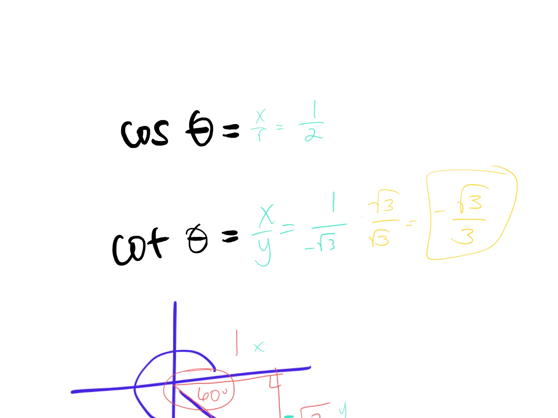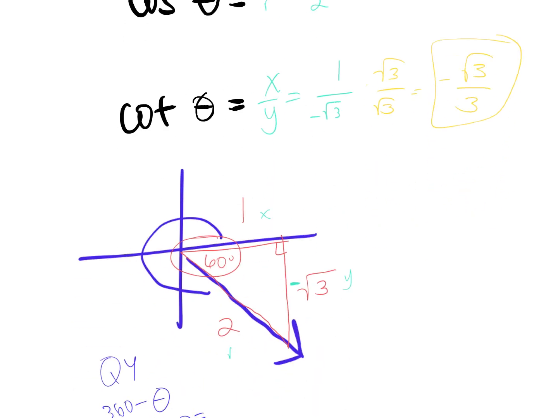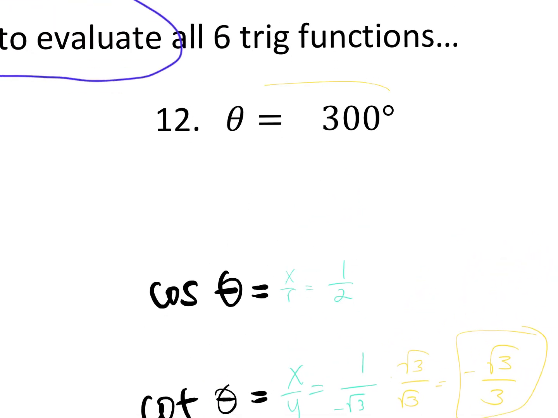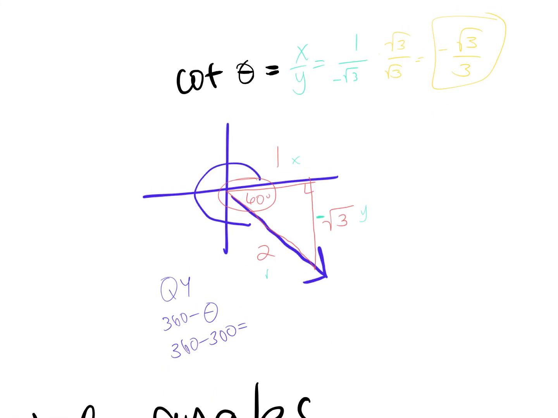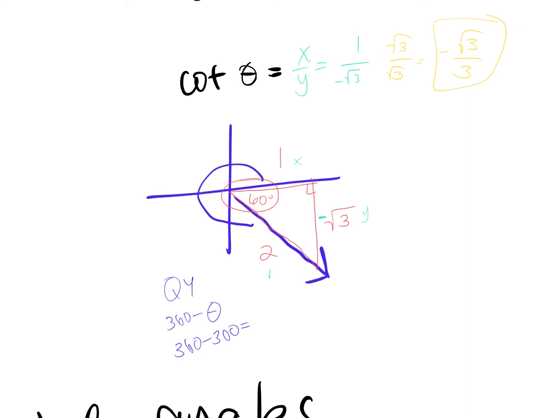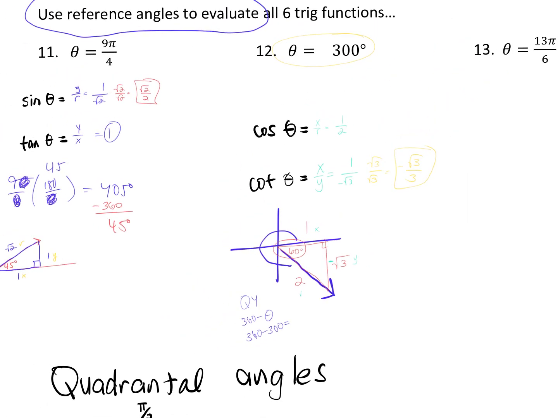Why is this in quadrant 4? Because, did you change your angle to 300? Yeah. Well, the angle 300 is over here in quadrant 4. And then once you find the placement of the angle, then you find the reference angle. All right? We okay?